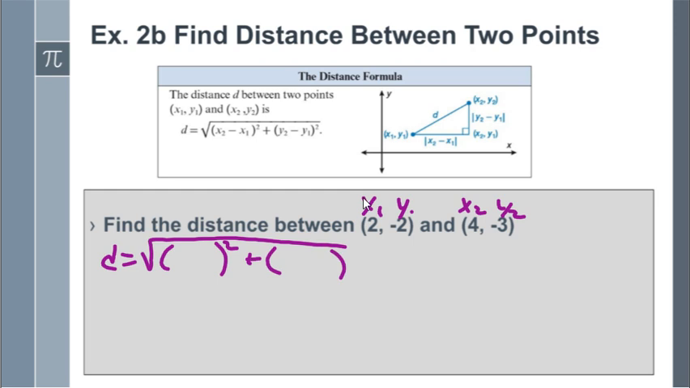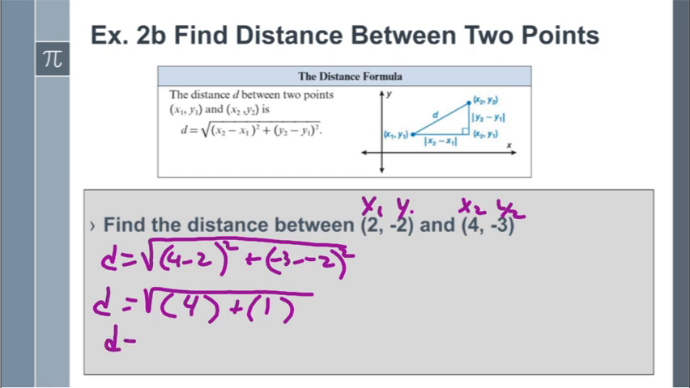So we got 4 minus 2, and we have negative 3 minus a negative 2. 4 minus 2 is 2, and 2 squared is 4. Negative 3 minus a negative 2 is a negative 1. Negative 1 squared is 1. So this will give us our distance. If we take 4 plus 1 gives us the square root of 5. So our answer here would be the square root of 5.